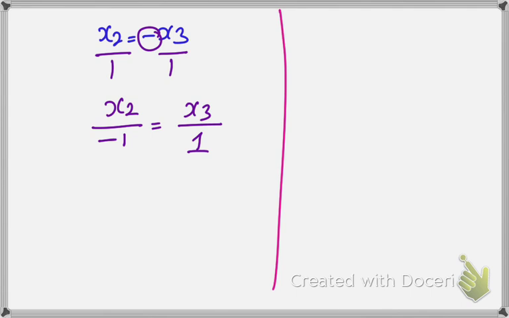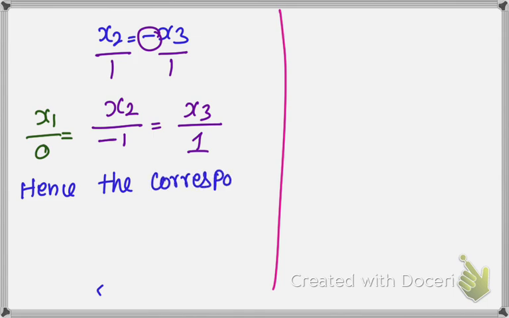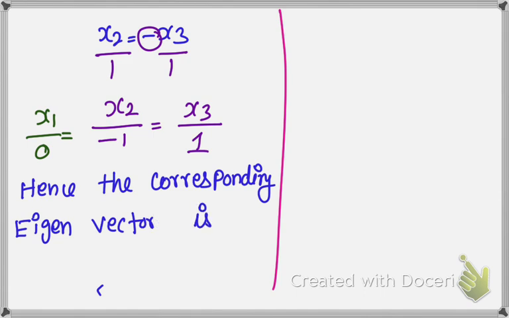Now x1 is not there. If x1 is not there, you can assume the denominator is equal to 0. So hence, the corresponding eigenvector is, you find three values 0, minus 1, 1. Therefore, 0, minus 1, 1.